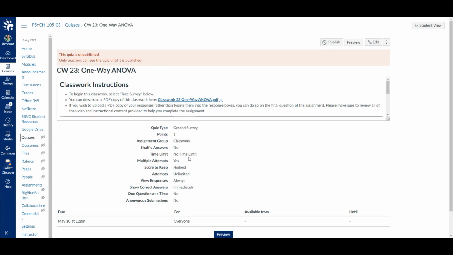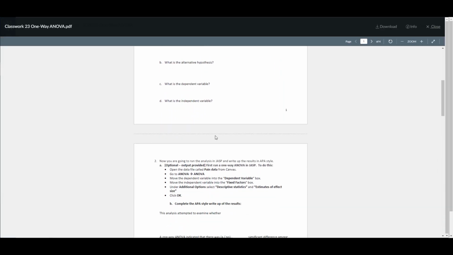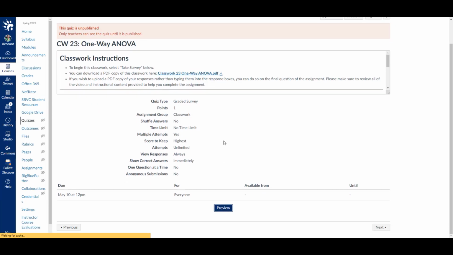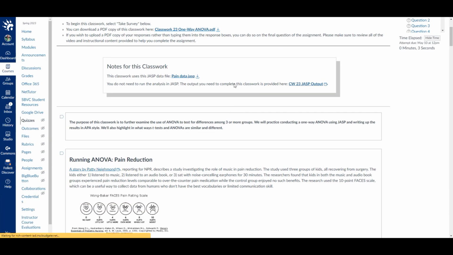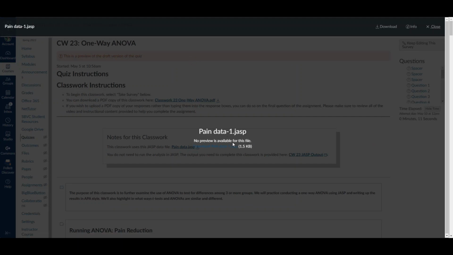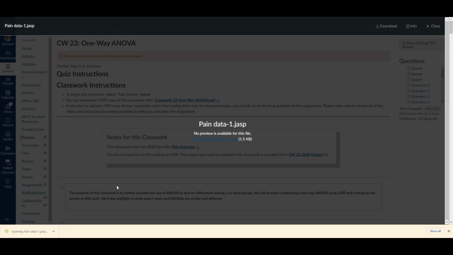Okay, in this classwork, we are going to go further into one-way ANOVA, or one-way analysis of variance. So as usual, there is the option to complete this as the PDF file, but I encourage you to follow along as we work through this. So this classwork uses this JASP file, pain data. So I'm going to go ahead and download that and open it up.